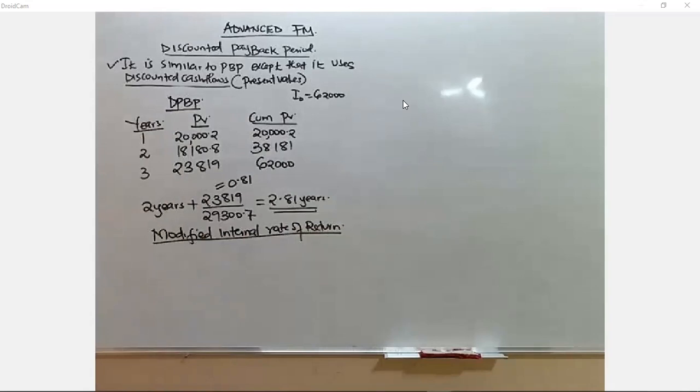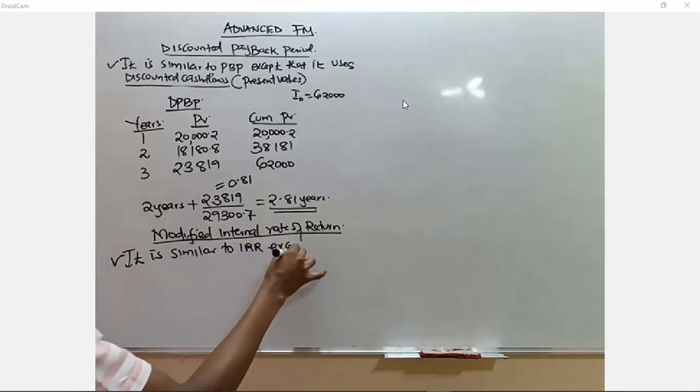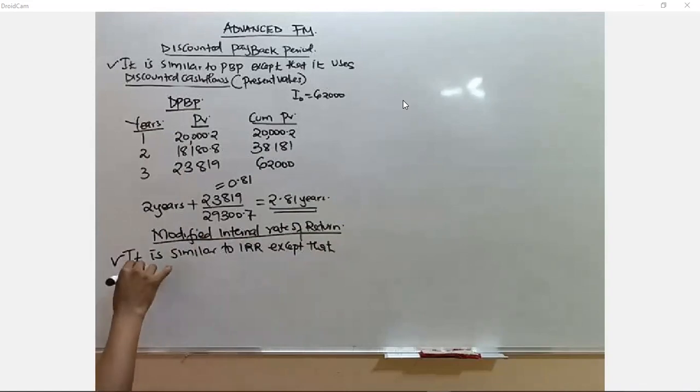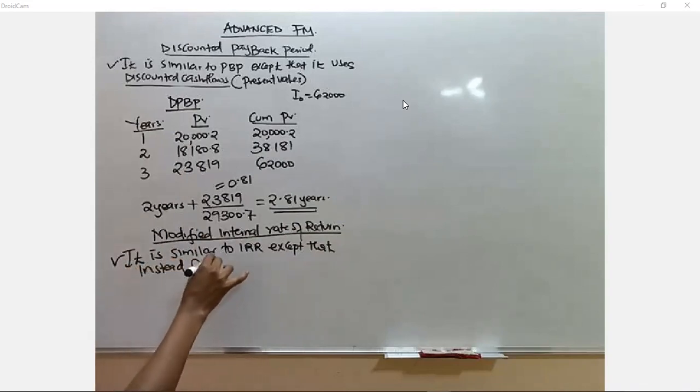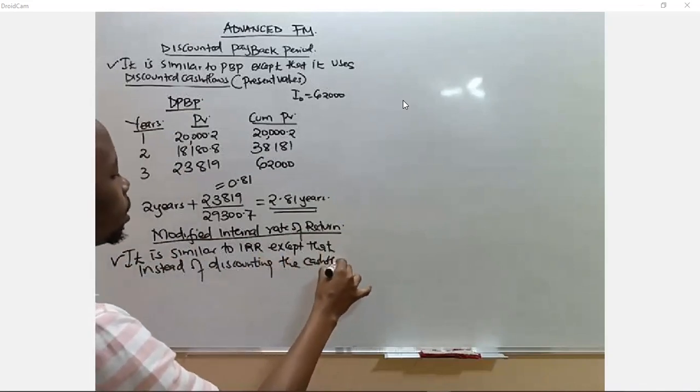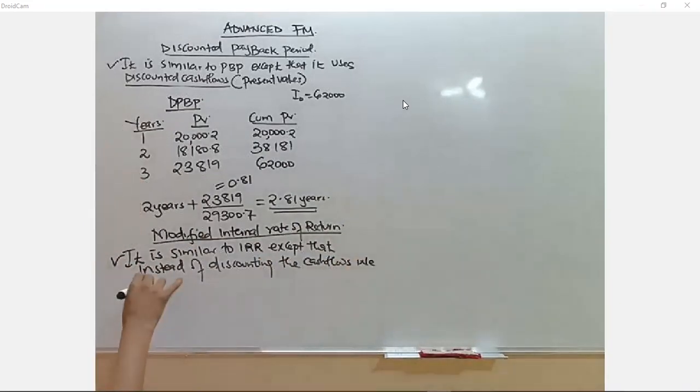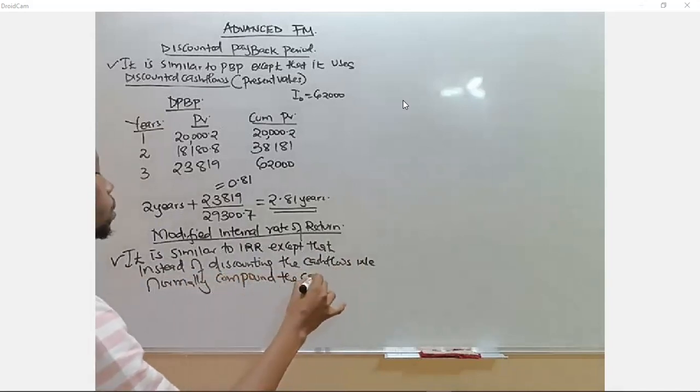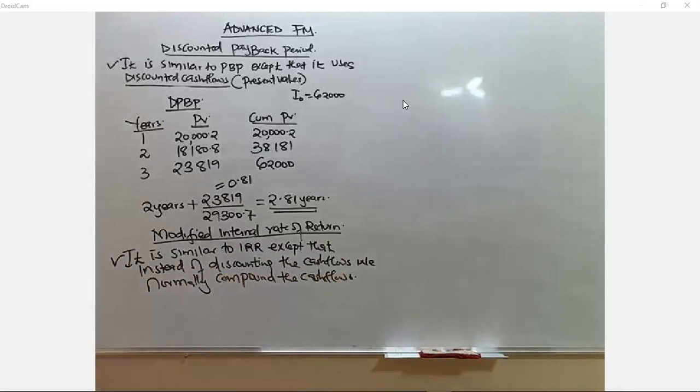We can say it is just similar to IRR, except that instead of discounting the cash flows, we compound the cash flows, right? We normally compound the cash flows.